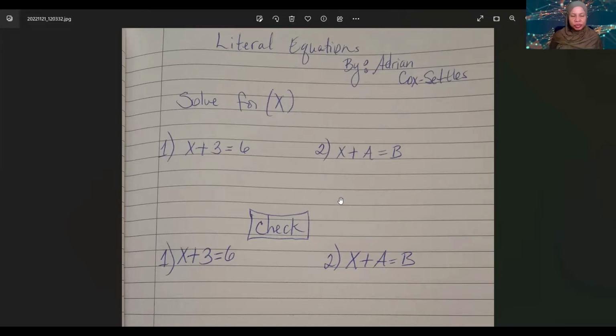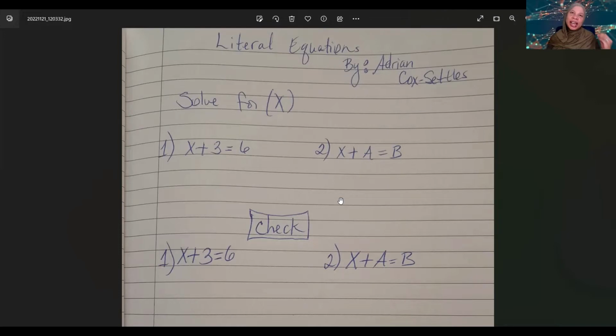So let's get started. Okay, so I have a couple of equations here. I think I have like 15 or 16. I am very detail oriented, but I'm still going to try to be fast at the same time. So we'll see. All right, now solve for x.